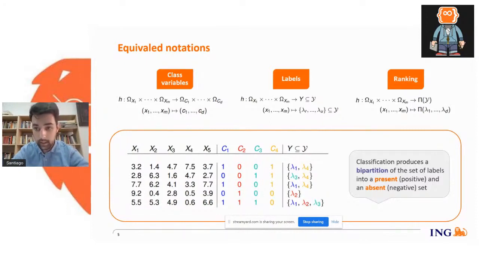Okay, and there is a third notation, the ranking one, which is slightly different. Here, the output of the classification problem is a ranking among the labels. We have that the present labels from the other notations will have the highest ranks in the ranking, and the absent labels will have the last positions in the ranking. For example, for this first data case, a possible ranking could be first the label 1, since it's present, second the label 4, because it's again present, third the label 2, because it's absent for that example, and fourth the label 3.